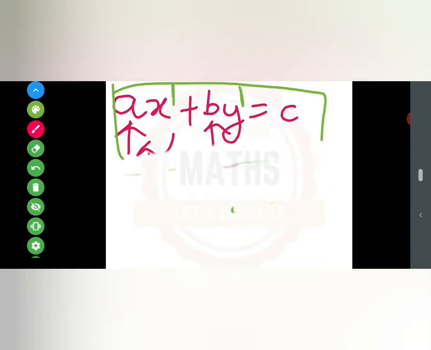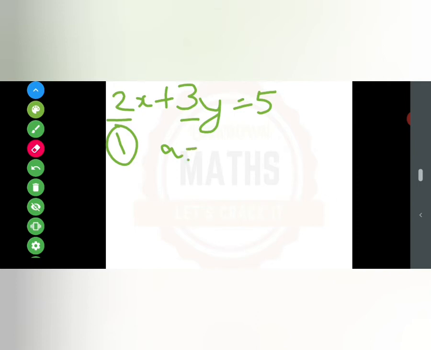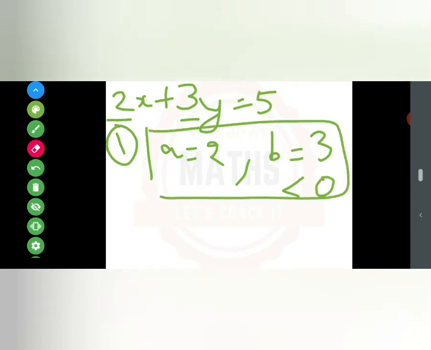Let's take an example to understand this more. Is 2x plus 3y equal to 5. Now there are some tricks just to understand whether the given equation is a linear equation or not. So first thing is check whether the coefficient of x and y is not equal to 0 or greater than 0. So here a I write it as 2, b is 3, which is greater than 0, hence it fulfills my first criteria.